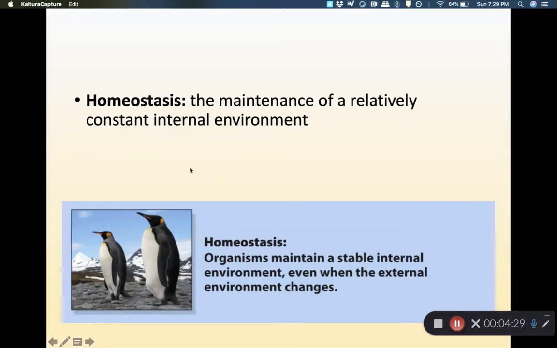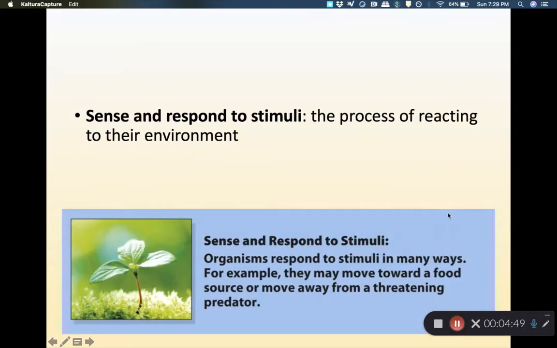So again, what this is really referring to is this ability of an organism to maintain some sort of internal structure, even though external stimuli may be completely different than the internal environment.